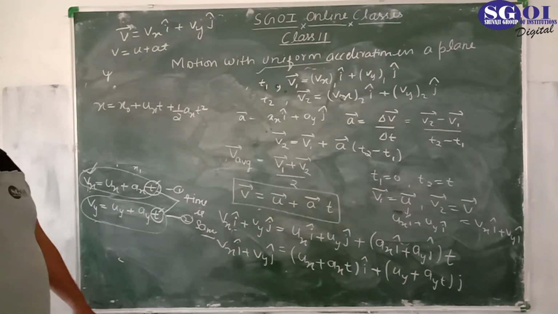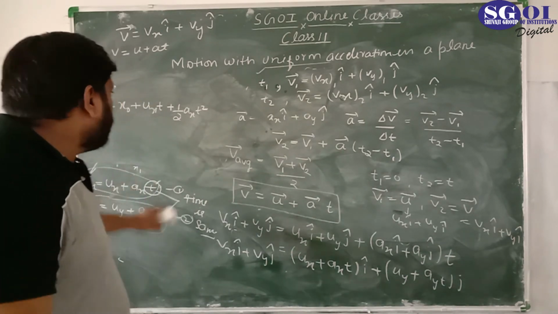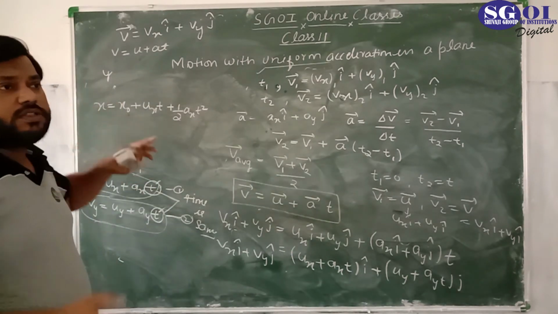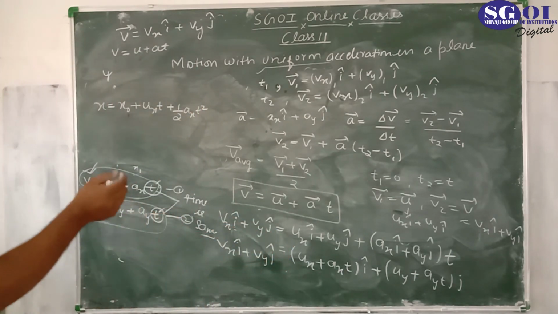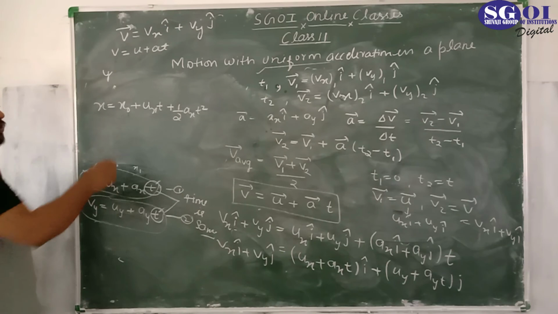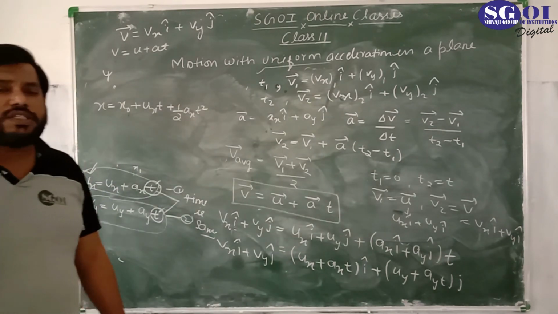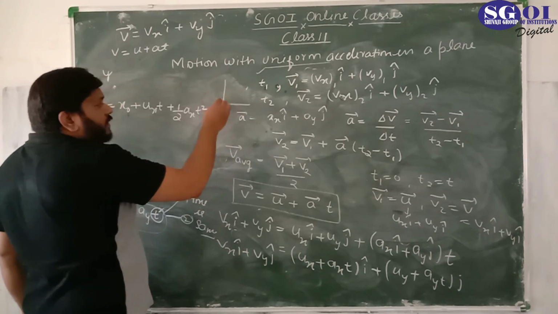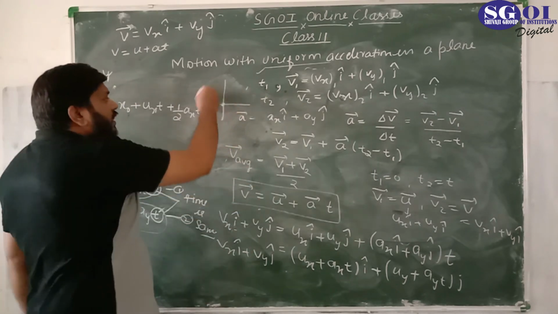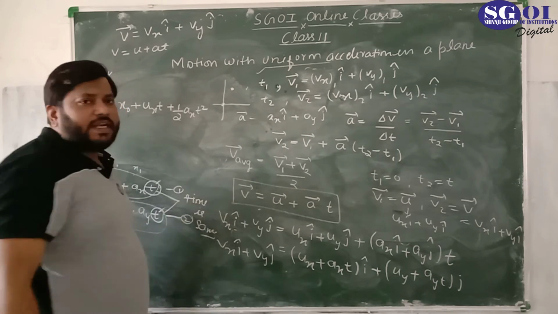Initially the object was at position x naught at time t equal to 0, at the time of analysis. Let's say its initial position is x naught. It doesn't mean that the object is always at the origin. It could be anywhere in the plane. Suppose initially it is here.